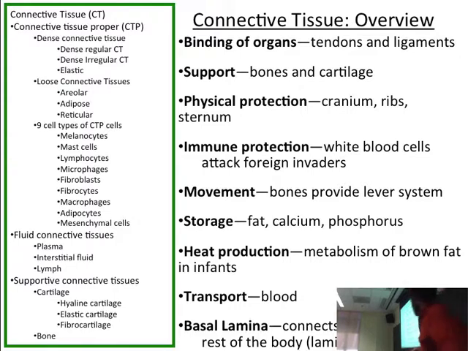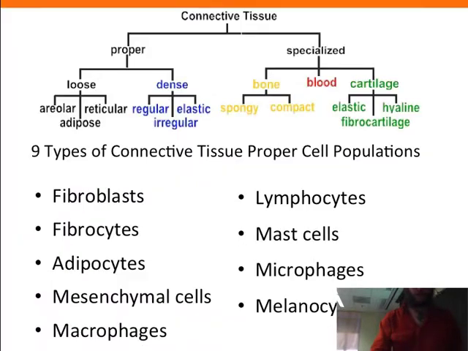And then the basal lamina connects epithelium to the rest of the body. That basal lamina that we talked about with the epithelium is formed by connective tissue.